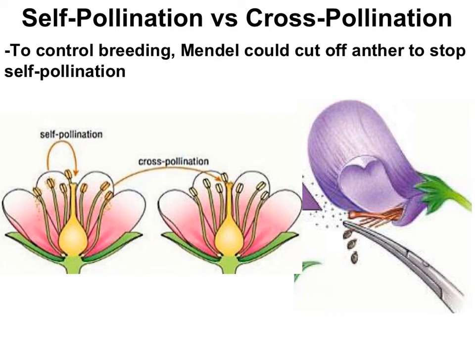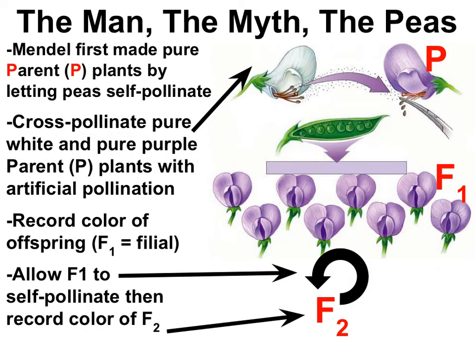Knowing about plant reproduction, Mendel could control which pea plants mated with which by removing the anther of plants so those plants couldn't self-pollinate. He took away all the pollen. In the experiments that Mendel is most famous for, Mendel first made pure breeding parent plants by allowing the plants to self-pollinate for several generations.